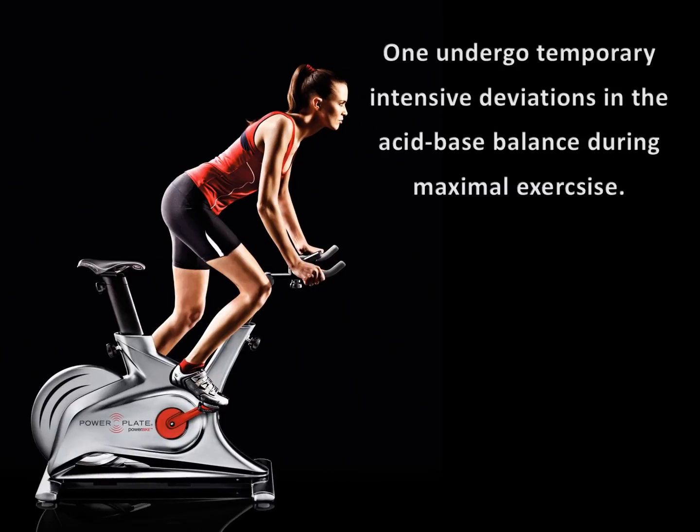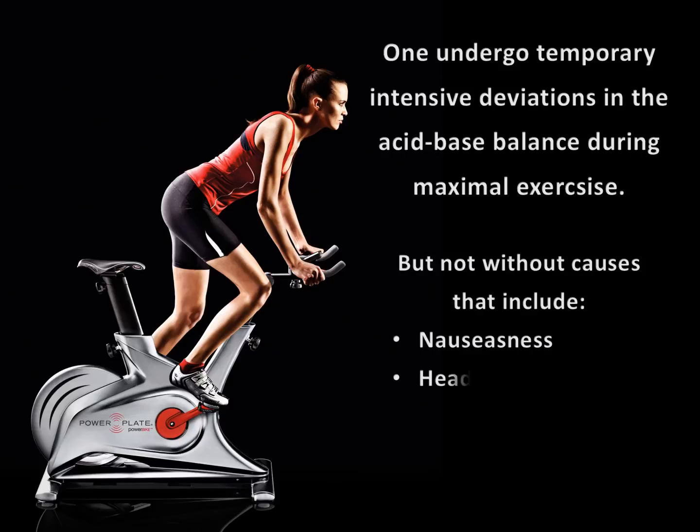Homeostasis is usually very accurate, but not so much in acid-base regulation during maximal exercise. The symptoms of a disturbed acid-base regulation are nausea, headache, dizziness, and pain in active muscles. You might have experienced this when exercising maximally.